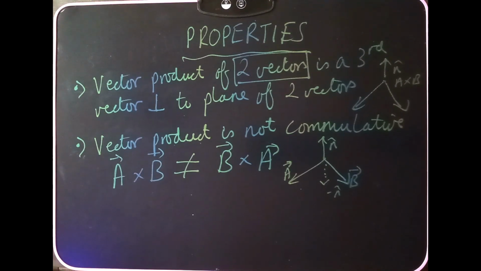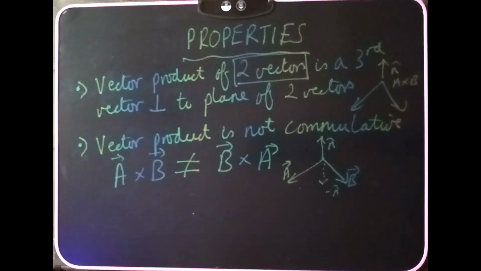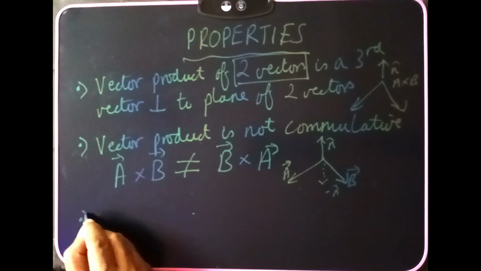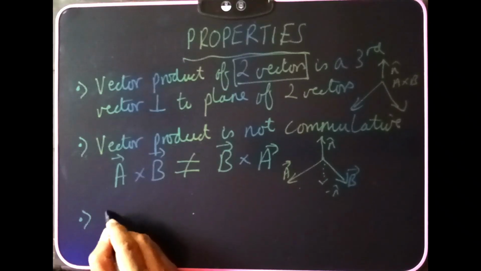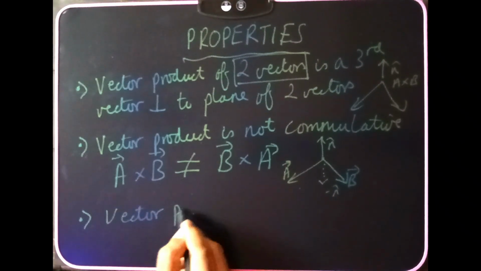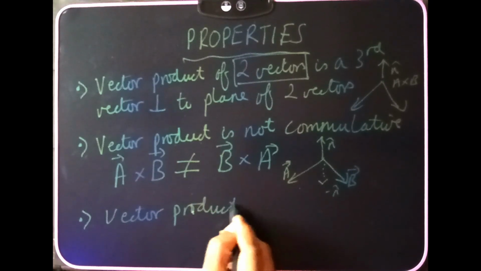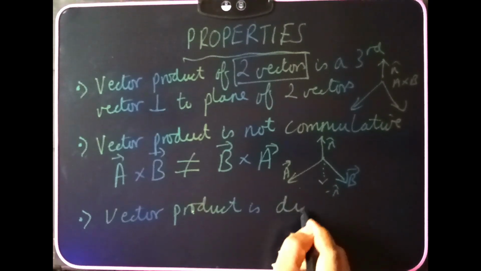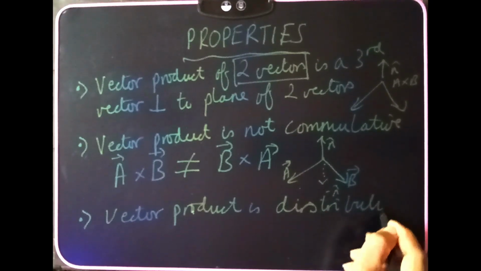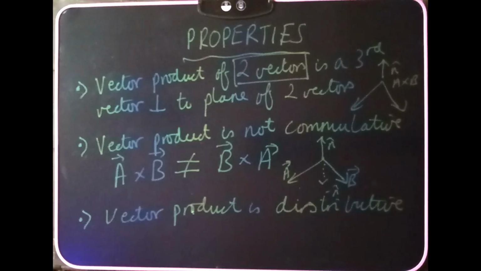Okay, these are some of the properties. These are two properties. We'll see the third property. I'll write it here. It is vector product is distributive, but what do you mean by distributive?